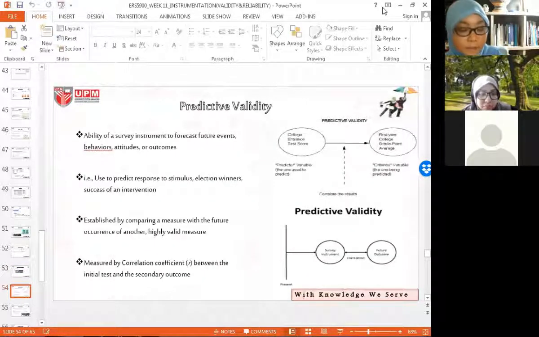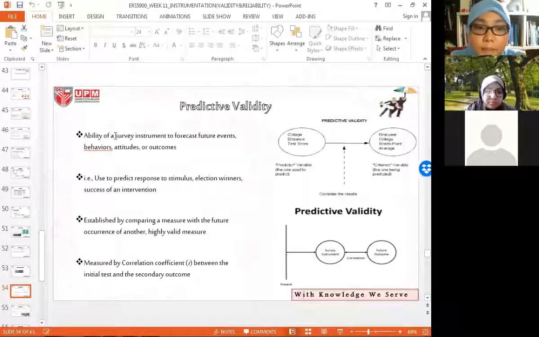Okay, the second type of criterion validity is predictive validity. Okay, so it is represent the ability of a survey instrument to forecast future event. Okay, behavior, attitudes or outcome. Okay, for example, we use to predict response to stimulus, election winners, success of an intervention. Okay, so established by comparing a measure with the future occurrence of another highly valid measure. Okay, we measure by correlation coefficient between the initial test and the secondary measure.